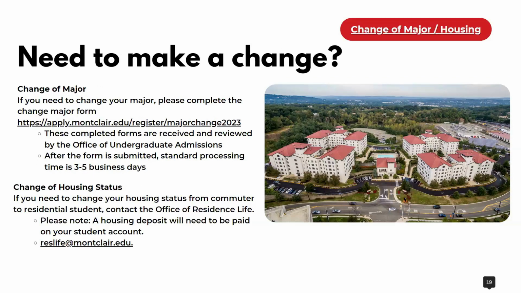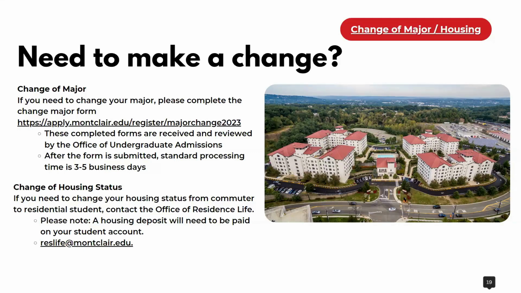Now, before you start your orientation registration, it is important to note that we provide you dates to choose from based on your major and your housing status. If you need to change any of your information, I'm going to go through the first few steps to help you navigate that in your account. First, if you're trying to change your major, you need to change your major through the Major Change Complete form. The form is provided and reviewed by the Office of Undergraduate Admissions. After the form is submitted, standard processing is between 3 to 5 days.